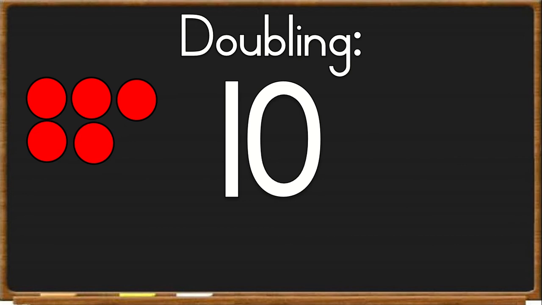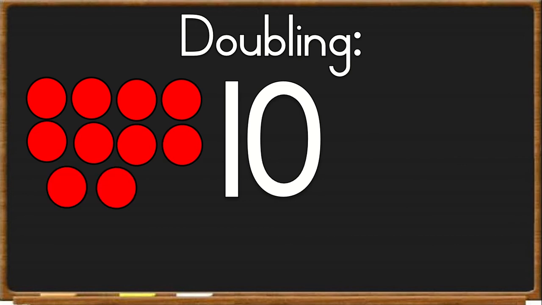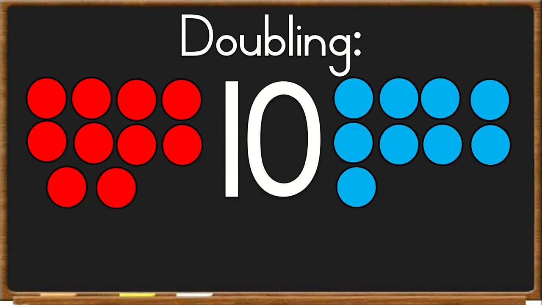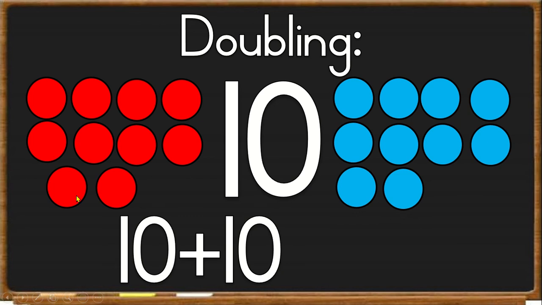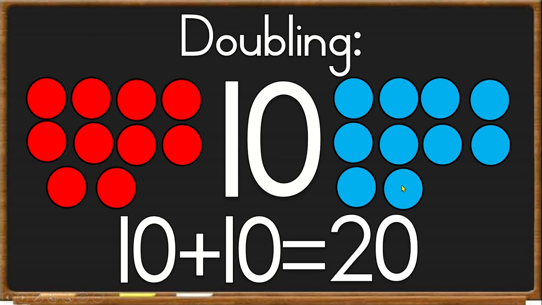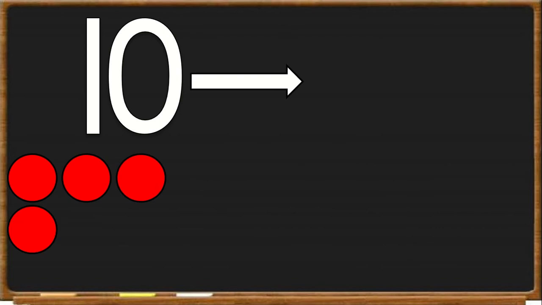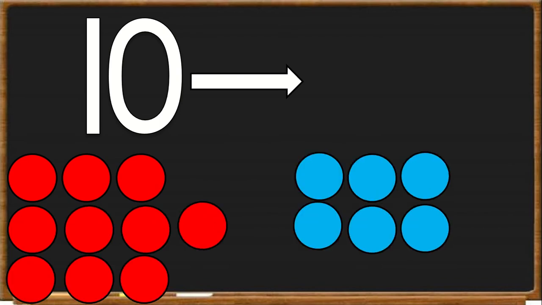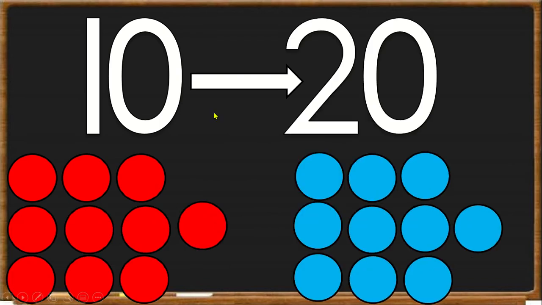Now we're going to look at number 10. So I have 10 on my left, 10 on my right, and I'm going to say 10 plus 10. So we have 10 over here. So we're going to continue counting. 10, 11, 12, 13, 14, 15, 16, 17, 18, 19, 20. So 10 plus 10 is 20, which means double 10 equals 20.